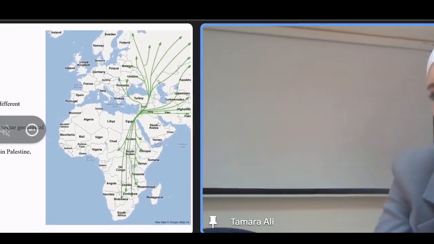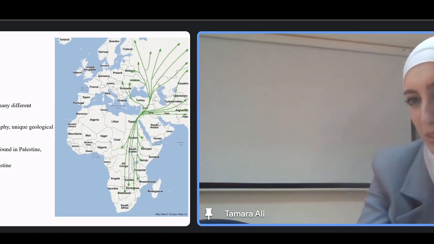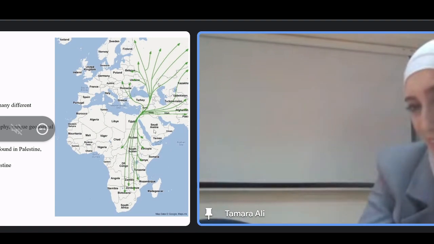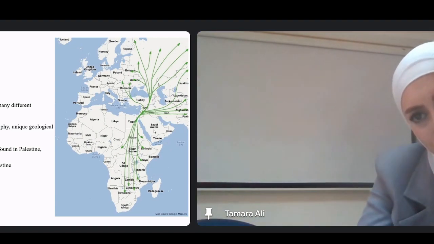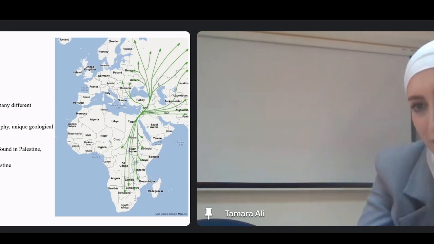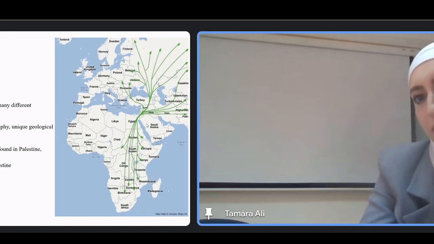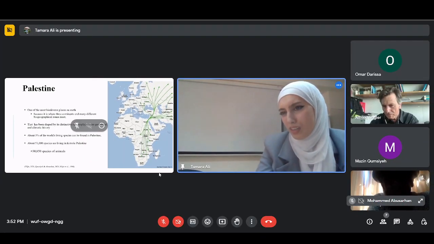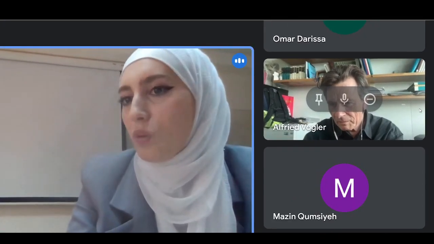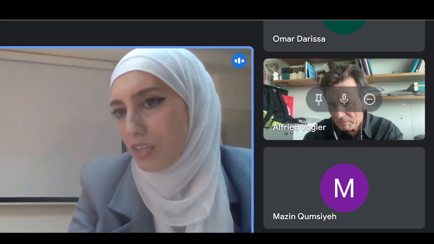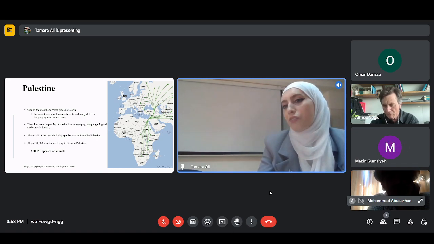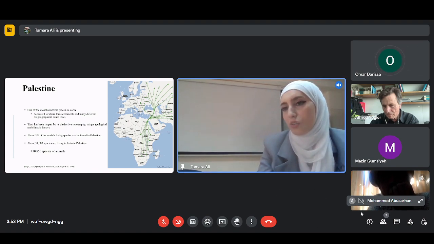Maybe to see how Palestine is like a hotspot for biodiversity with the three zones. Okay, so what do the arrows mean? Just to show Palestine's position on the world map. I don't know exactly what it means, just Palestine in three continents, Asia and Europe.